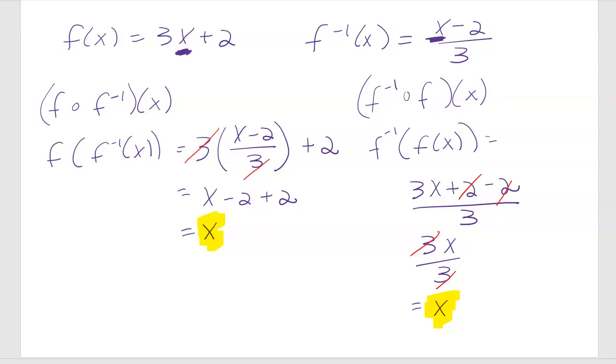And this is another way to talk about a function and its inverse, because sometimes you're given two functions and you're just trying to figure out if they are inverse functions of each other, and so you can use your composition to answer that question.